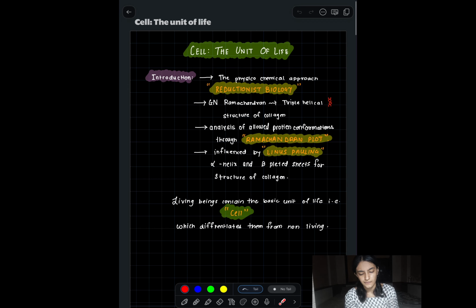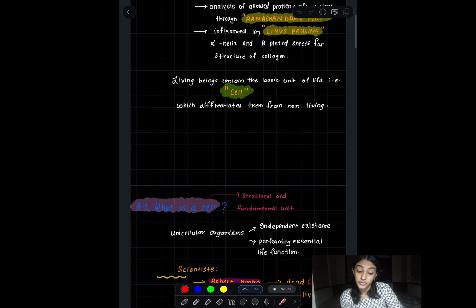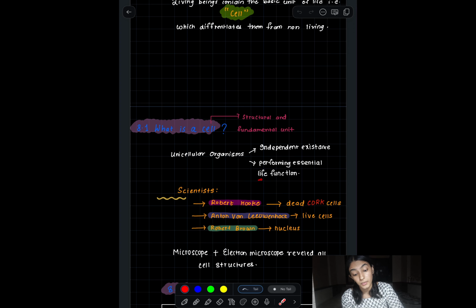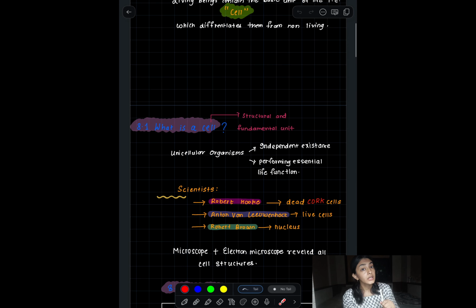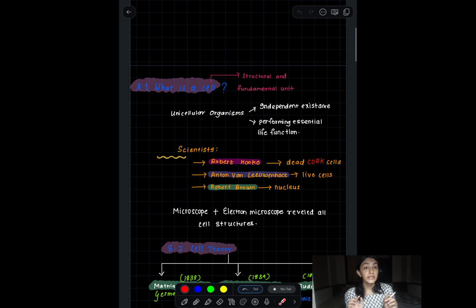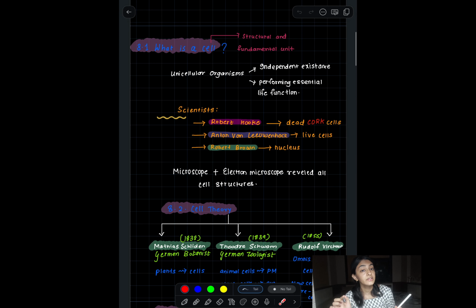Now, what is cell? As I just said, cell is a structural and functional unit of life. Unicellular organisms are capable of independent existence as well as performing all the essential functions of life. So that basically tells us in order to be living, we need to at least have a cell. And that's exactly why viruses are not considered living, because they don't have a cellular structure.